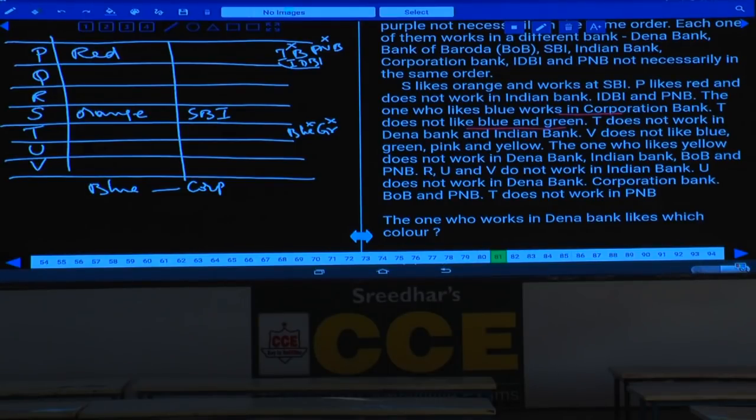T does not work in Dena Bank and Indian Bank. Now this T does not work in Dena Bank and this T does not work in Indian Bank as well. V does not like blue, green, pink and yellow.